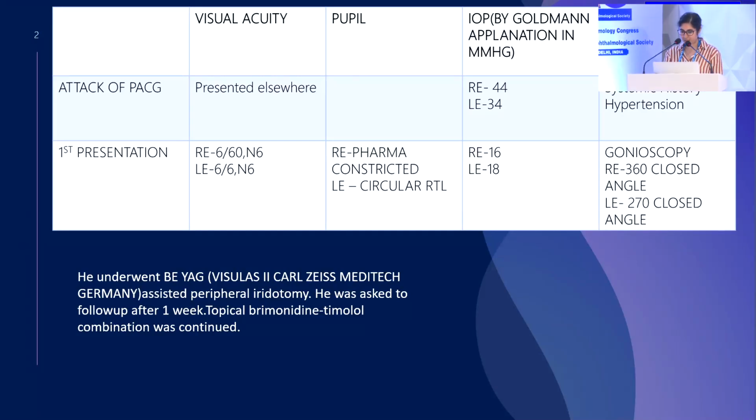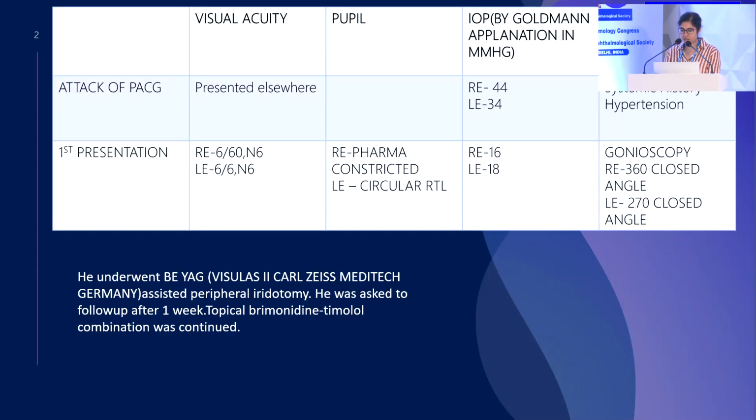Four to five days back, he had presented elsewhere and was diagnosed as a case of acute attack of primary angle closure and was treated with IV mannitol, topical pilocarpine, oral acetazolamide, and he was started on a topical brimonidine timolol combination. When he presented to us, the intraocular pressure recorded in the right eye was 44 millimeters of mercury, in the left eye it was 34, and in systemic history, importantly, he is a hypertensive patient for the last 15 years, being treated on oral antihypertensive agents.